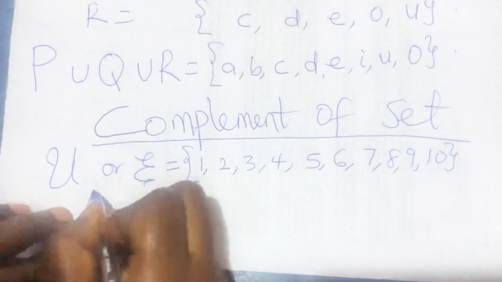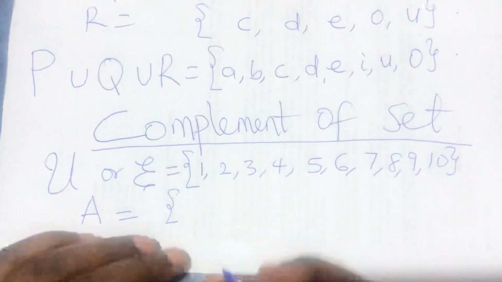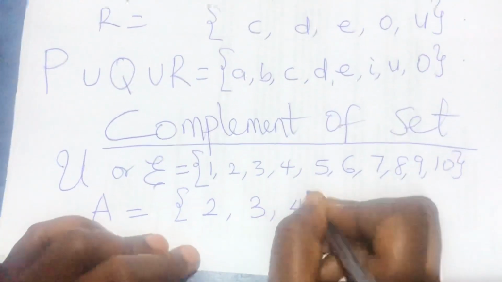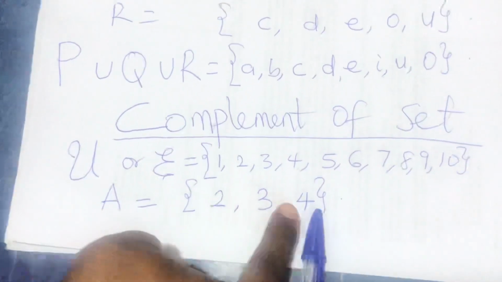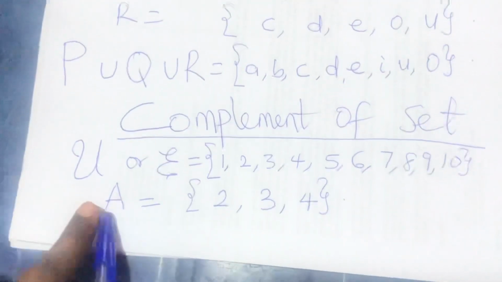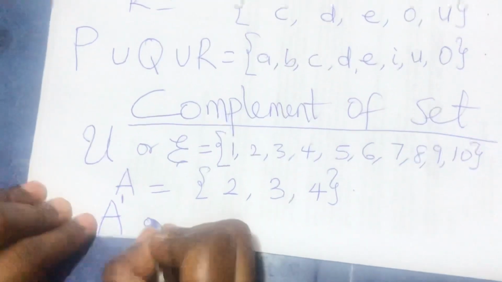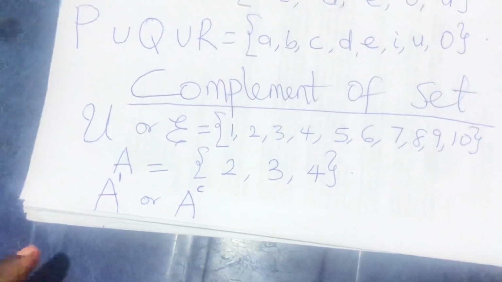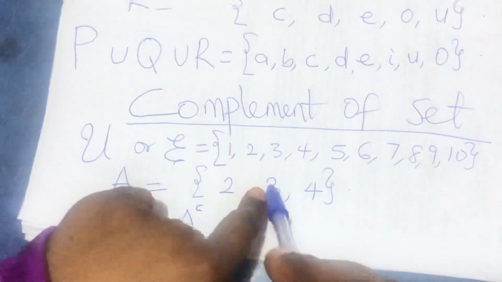So let's say we have A as a subset of the universal set, and it contains the elements 2, 3, and 4. We can see that we can easily find all the elements of A inside the universal set. So the A complement, which is denoted with a prime or A raised to the power small c, will now be all the elements that are present in the universal set but are not present in A.